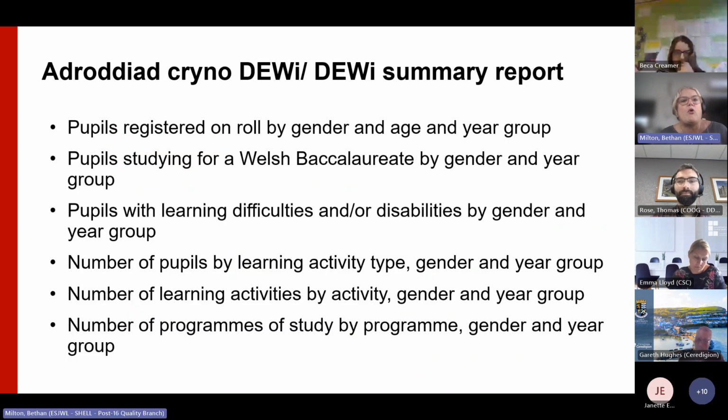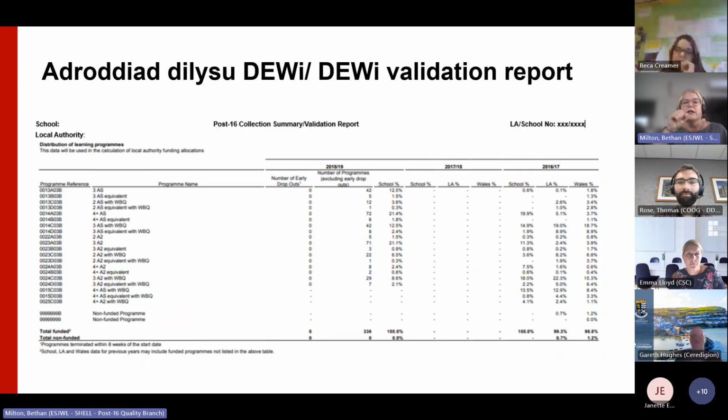So the summary report gives a raft of information. So you've got the pupils registered on roll by their age group, their gender, and their year group. Those that are studying for the Welsh Baccalaureate, learners with learning difficulties and/or disabilities, and the numbers of pupils doing specific learning activities, so your A levels, your vocational, again split by gender and year group. So it gives you a whole raft of information that you can look at, and it gives you a chance to check that the data submitted is accurate.